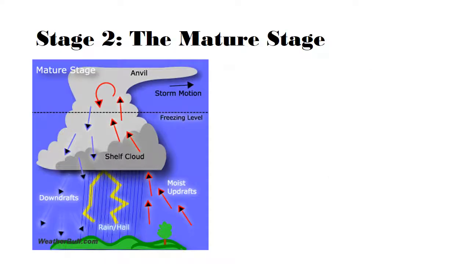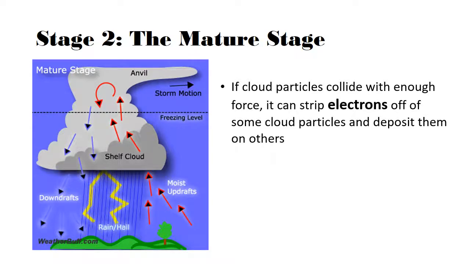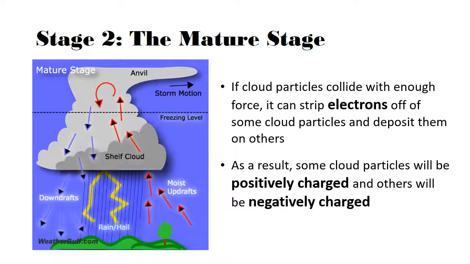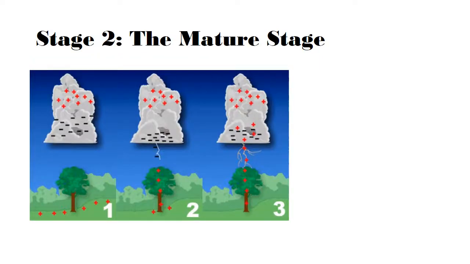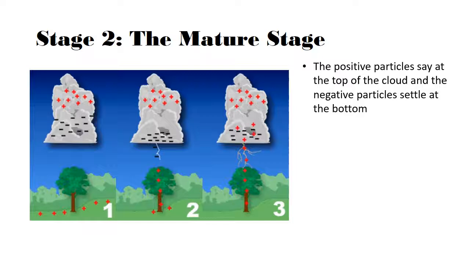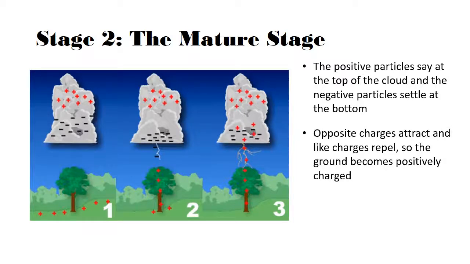If turbulence inside the cloud is great enough and the cloud particles collide with enough force, electrons or negatively charged subatomic particles can be stripped from some cloud particles and deposited on others. This means that the cloud particles are no longer electrically neutral. Some become positively charged and others become negatively charged. The positive particles stay at the top of the cloud and the negative particles will settle at the bottom. Because opposite charges attract and like charges repel, the negative part of the cloud drives negative particles away from the surface of the ground, leaving it with a net positive charge.